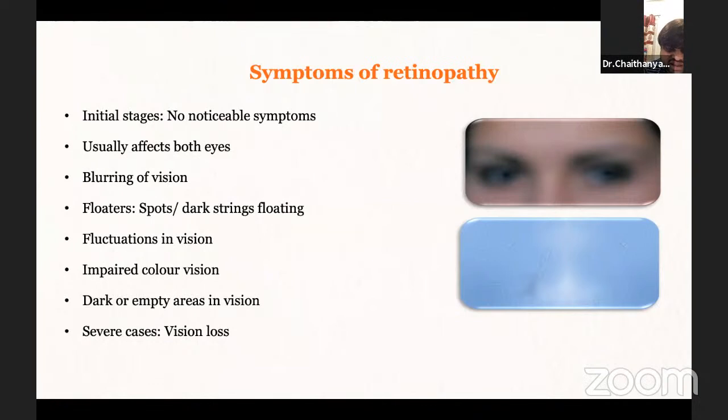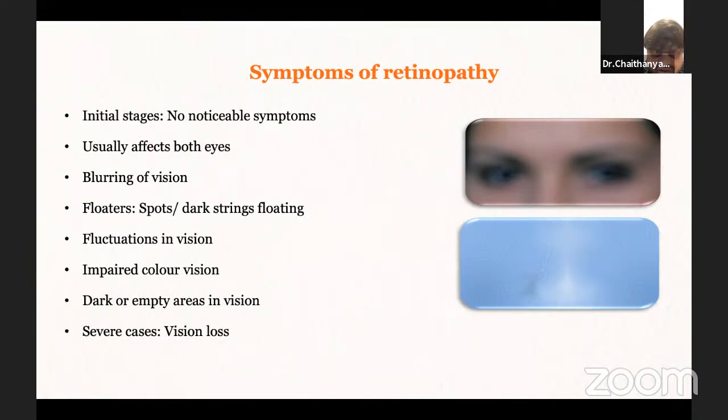Again, we have to repeat the test in 9 to 12 months. What if they're having moderate non-proliferative diabetic retinopathy? You have to repeat the test in 6 months. What if they have severe or very severe? You have to repeat it after 3 months. What if they have proliferative? Immediately you have to treat them. This is coming to the retinopathy.